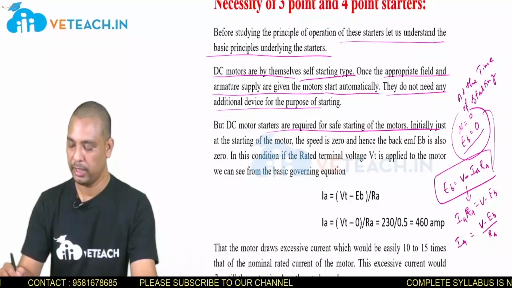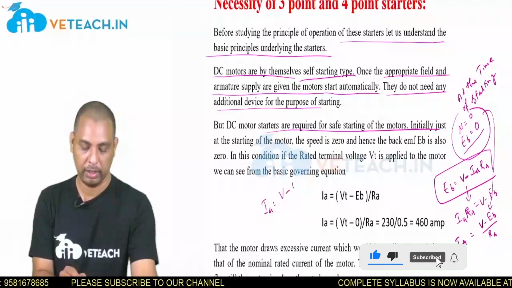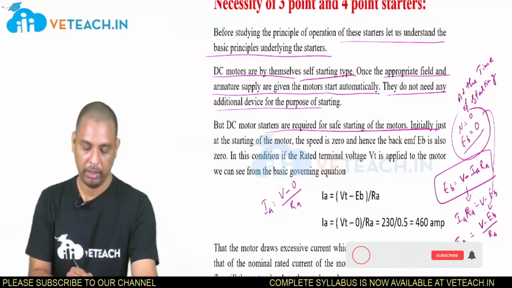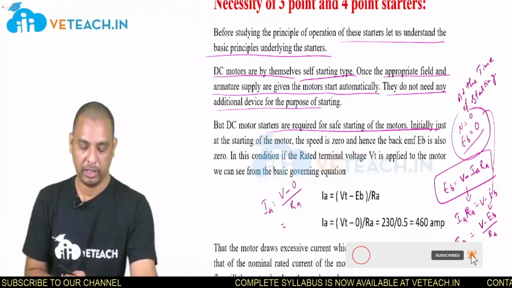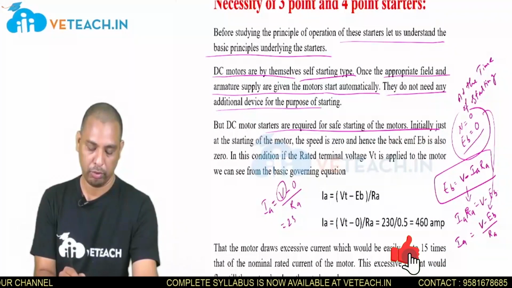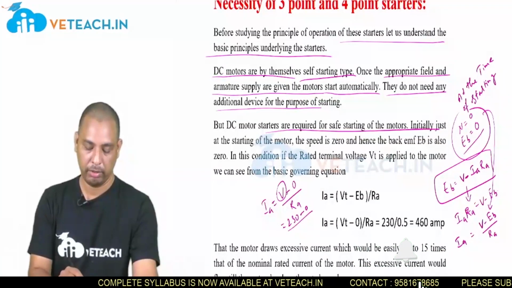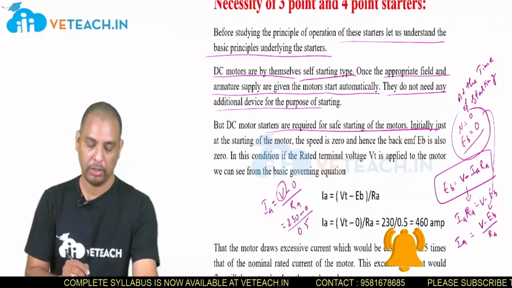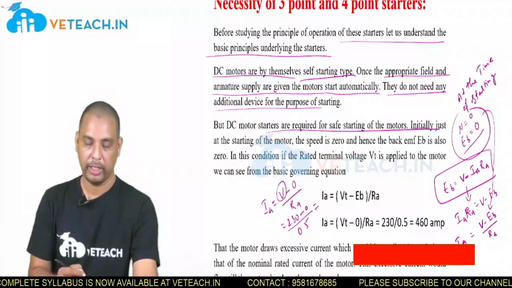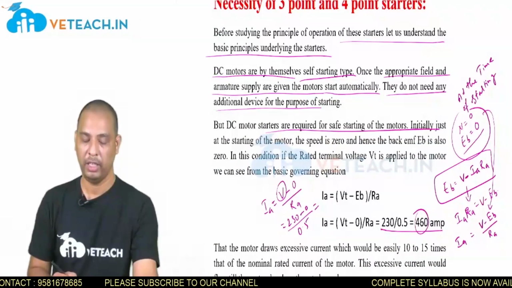If you apply these conditions here, Ia is equal to V minus Eb, where Eb is 0 at the time of starting. Therefore, Ia is V by Ra. Now let us consider that the terminal voltage of the motor is given as 230 volts, and the armature resistance is given as 0.5 ohms. Then 230 minus 0 divided by 0.5, that is 230 divided by 0.5, gives us 460 amperes.